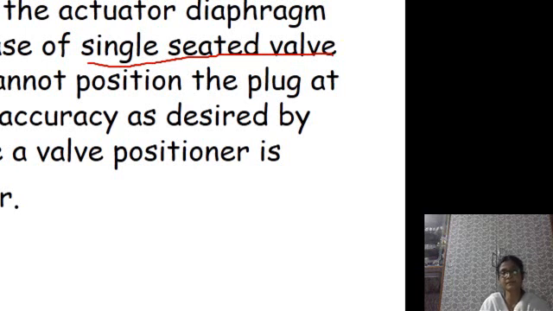The simple spring actuator cannot position the plug at the desired position. That is, a slip occurs between the plug and the seat area. It cannot fit properly at the seat area.